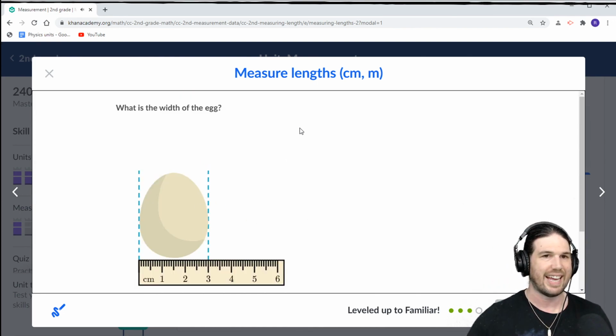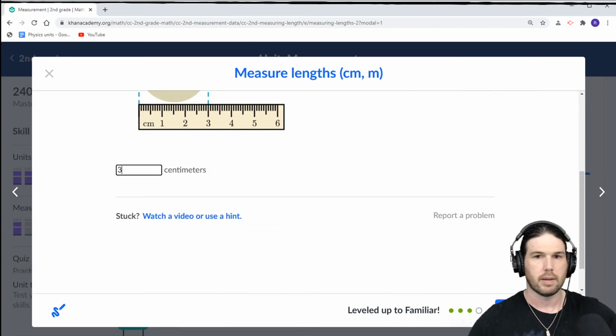What is the width of this egg? Looks like it is 3 centimeters. And that's that.